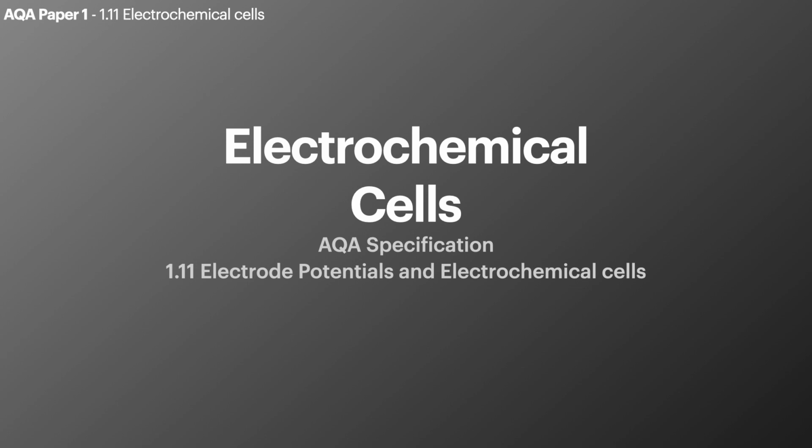Today we're looking at a new topic, 1.11, electrode potentials and electrochemical cells. You're going to find this on paper 1 of your A-level chemistry exams.